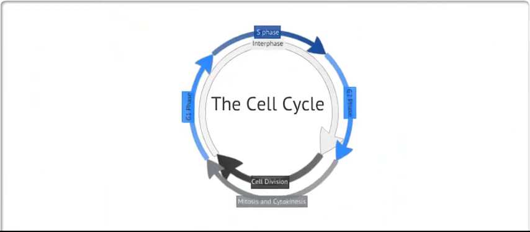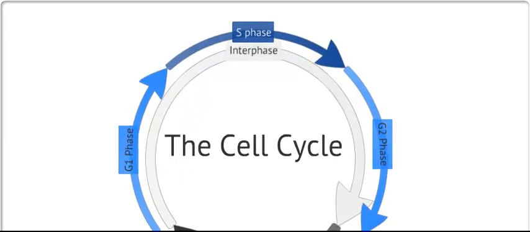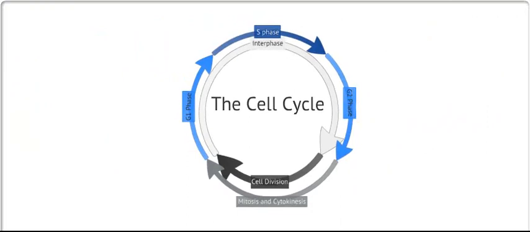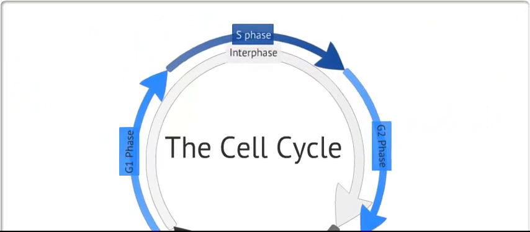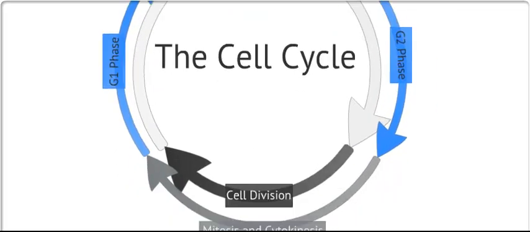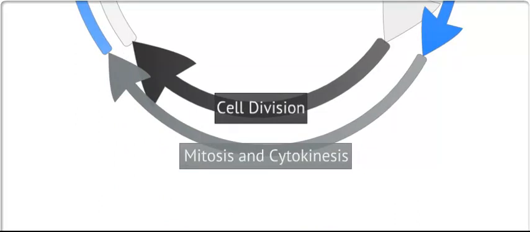The life cycle of the cell is known as the cell cycle. This is the series of events that takes place during a cell's lifespan. There are two main stages to the cell cycle. These are known as interphase and cell division. Interphase can be broken into three phases: the G1 phase, the S phase, and the G2 phase. Cell division can be broken into two phases: mitosis and cytokinesis.